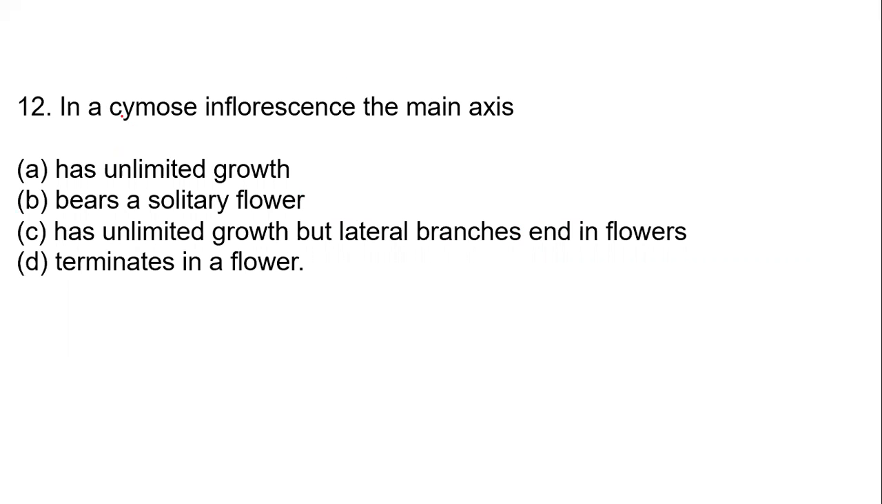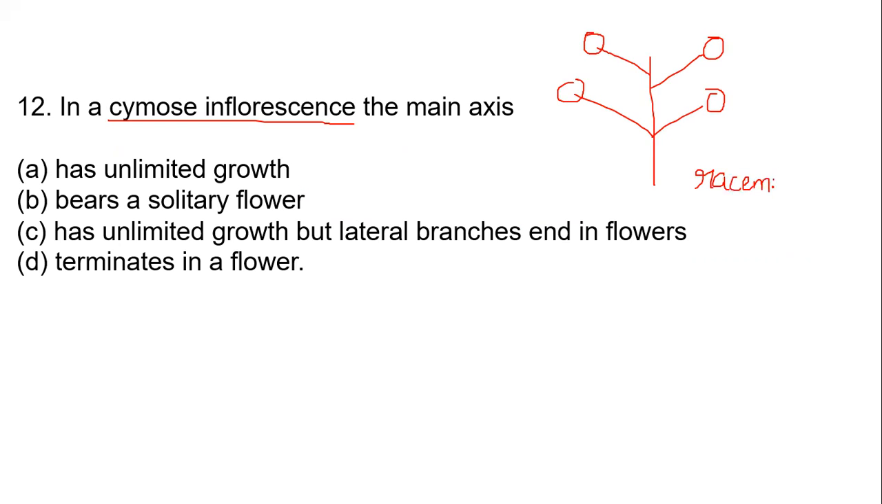In a cymose inflorescence, the main axis is. You know that in racemose inflorescence, you will see the flowers blooming on the sides. They will be formed laterally like this. But this is in the case of racemose inflorescence. But what is the case with the cymose inflorescence? The axis would be terminated in a flower, so in the cymose inflorescence, the floral axis will terminate into a flower. Clear, everybody? Moving on to question number 13.